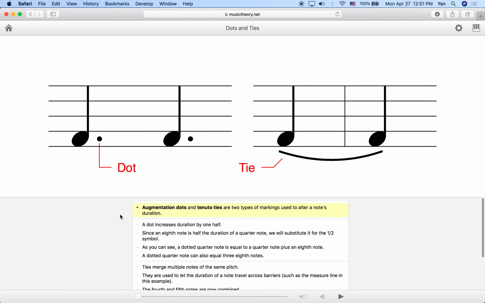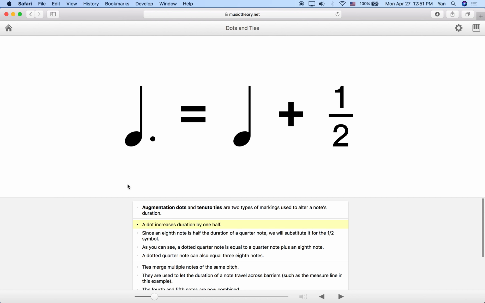So the concept of a dot and a tie is actually really simple and pretty easy to understand. Augmentation dots, or dots, and tenuto ties are two types of symbols that we use to alter a note's duration, to change the note's duration. And usually it is to make it bigger, to make it longer. So we're going to talk about the dot first. A dot increases the duration of the value that is written next to it by 1/2.